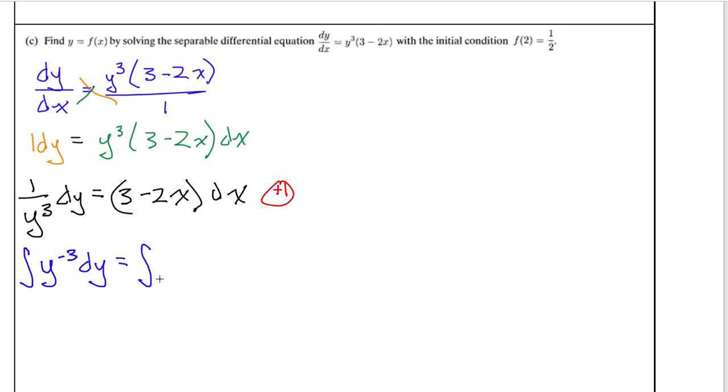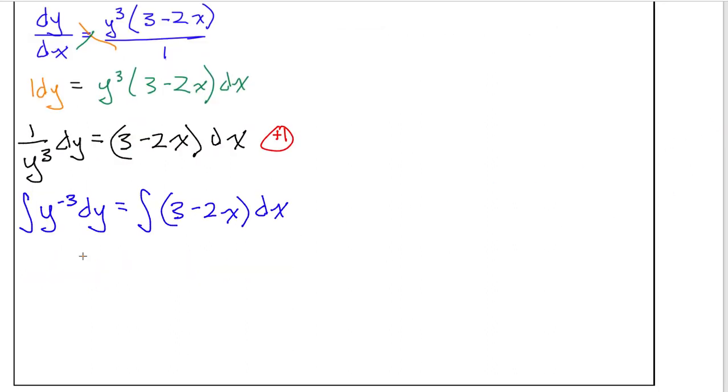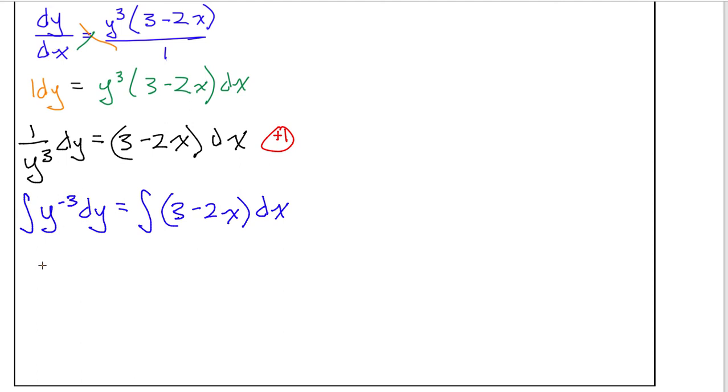Over here I have the integral. I'll just leave that all: 3 minus 2x, that quantity times dx. When I do my integration, y to the power of negative 3, I add 1 and divide down, so it's going to be y to the power of negative 2 over negative 2, equal to 3x, because the antiderivative of 3 is 3x. The antiderivative of negative 2x is x squared: add a power, it was a 1, it adds to 2, and then divide down by 2.